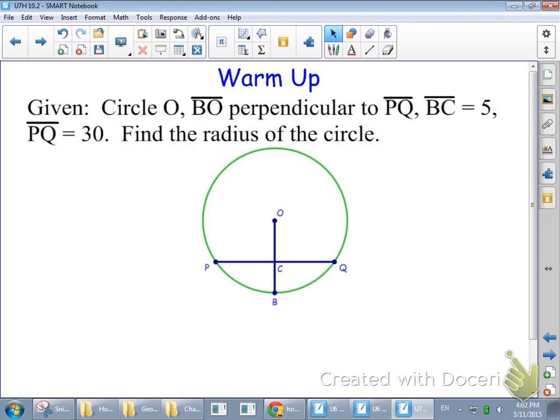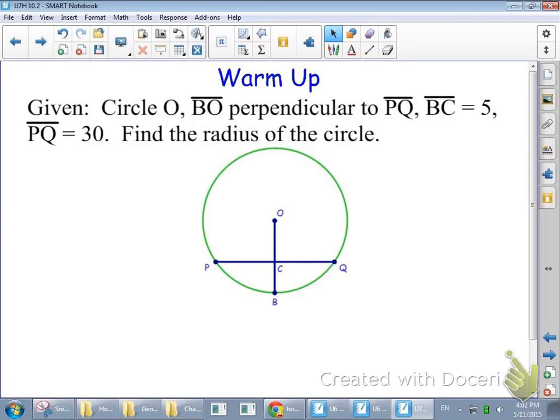First, I'd like you to take a second to work on this warm-up. This applies what we learned yesterday. So you're given circle O, and you've got BO is perpendicular to PQ. BC is 5 and PQ is 30. Find the radius of this circle. You have this problem on your worksheet, so work on that. Enter your answer, and then we'll resume.